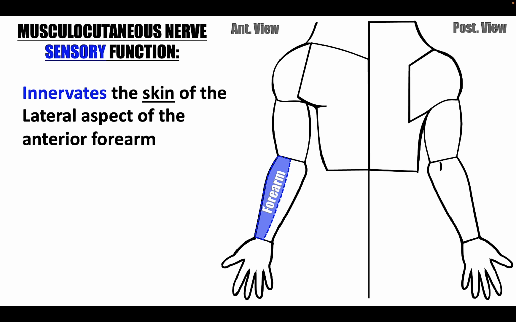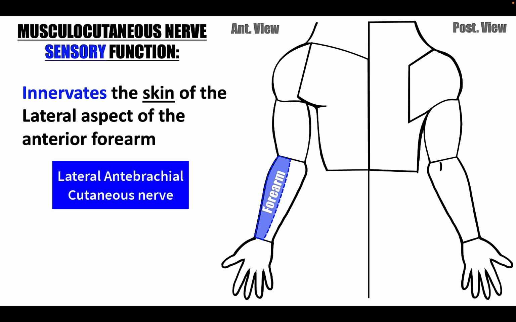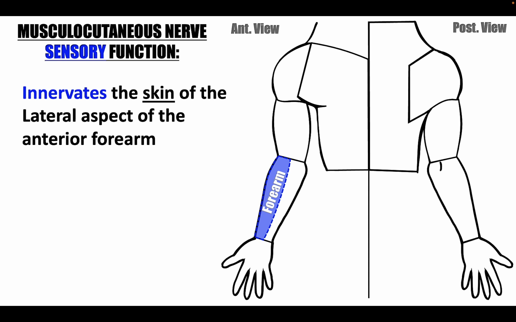This is the only patch of skin this nerve provides sensation from, and later on you will hear people refer to this branch that provides innervation to this skin as the lateral antebrachial cutaneous nerve. But for now, we don't care. It's all musculocutaneous to us.